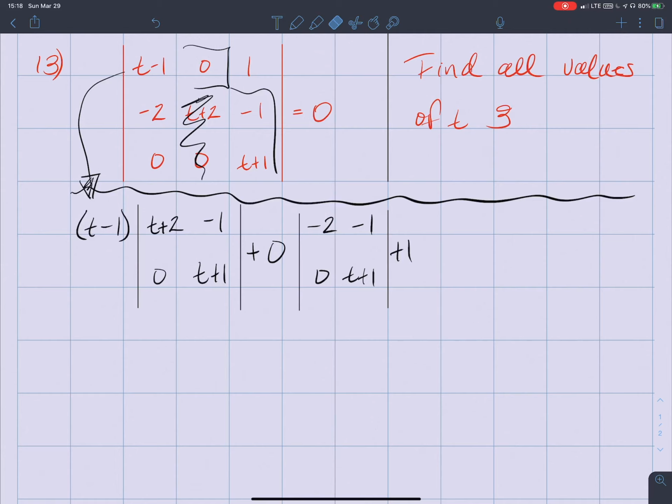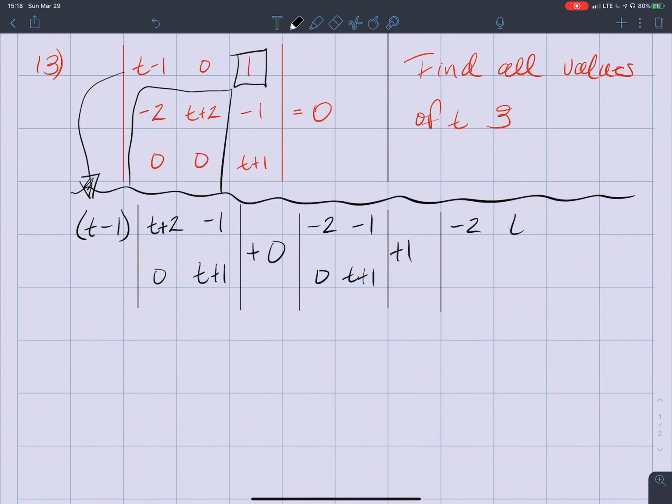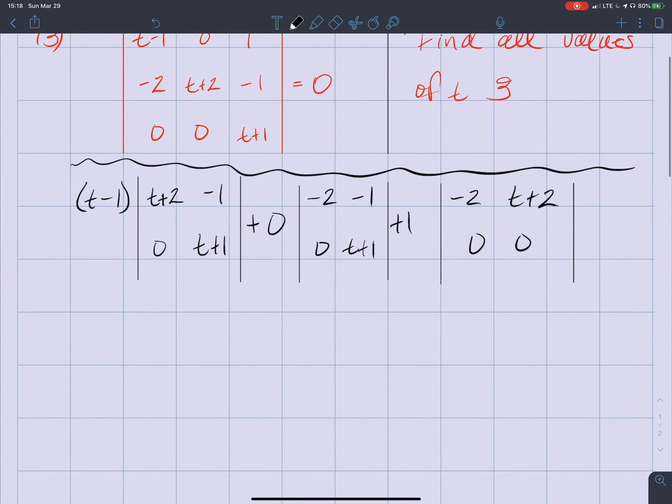Now we're shifting the matrix even further, and we're taking this as the anchor, and we're going to take this as the determinant matrix that we have to find. This is going to be -2, t plus 2, and then 0 and 0. And there we go. That's how we set this thing up, and in the next steps, we'll see how we actually can solve using the determinant.